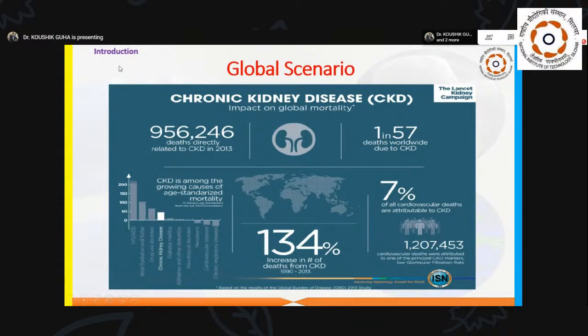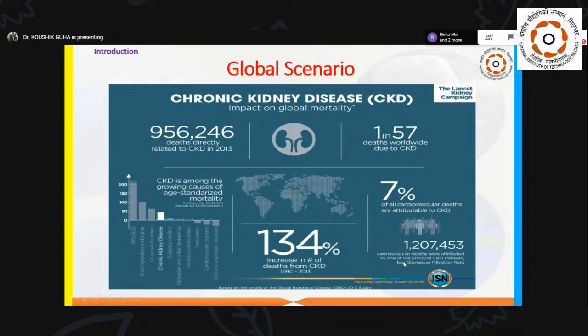Now a very high percentage of people are getting infected with this type of chronic kidney disease. 1 in 57 deaths worldwide is due to CKD. So in every 57 deaths, one is due to chronic kidney failure. 7% of all cardiovascular deaths are attributable to CKD.